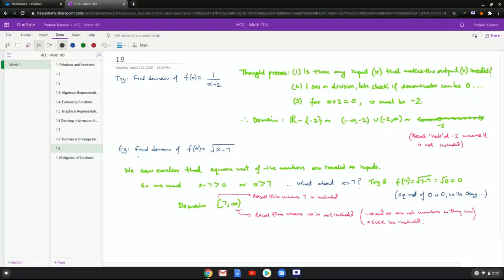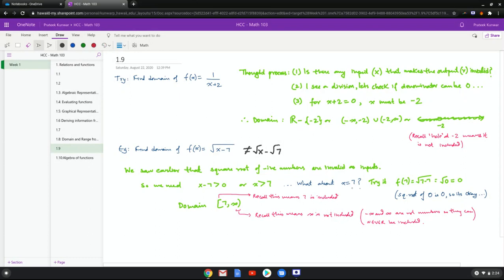Now, an example which includes a square root: find the domain of square root of x minus 7, which is not equal to square root of x minus square root of 7, okay? We saw earlier that square roots of negative numbers are invalid. So we need whatever is inside the square root to be positive or greater than or equal to 0, which means x must be at least 7. You can try plugging in. If I plug in x as 3, 3 minus 7 is negative 4, problem. 6, 6 minus 7, negative 1, still a problem.